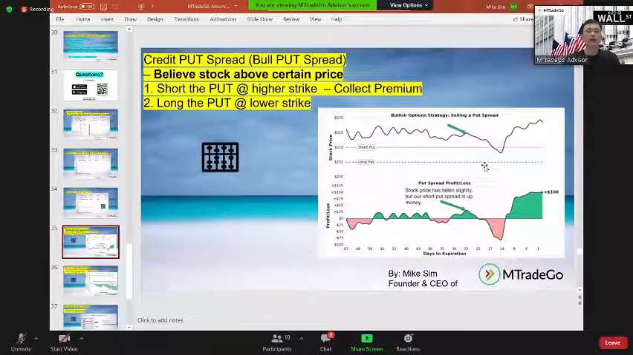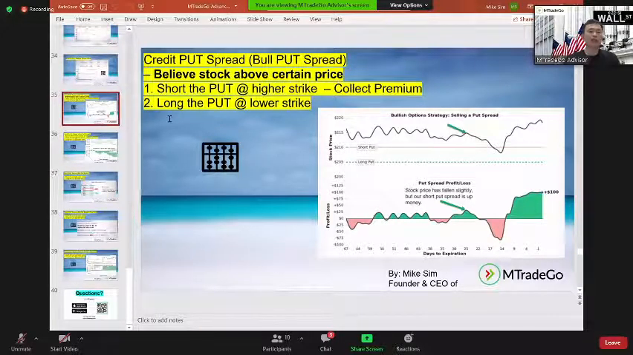Okay. Got pros and cons again. Why? Because your premium will reduce already to pay for this long put. However, you will be protected if the stock goes down. Okay. Understand? Vima, you are here today. This is a strategy you can use. Okay. Can you explain one more time?